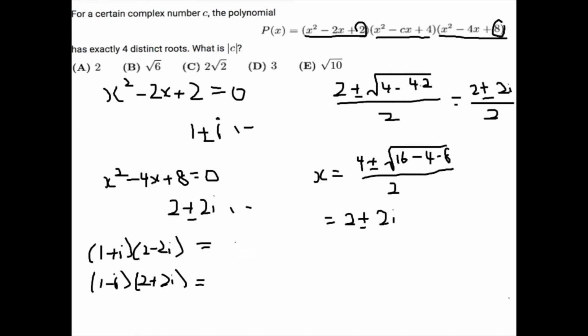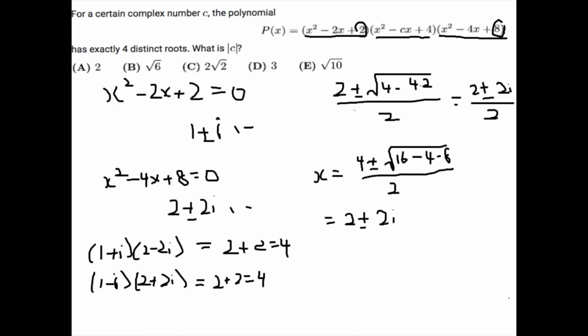This is equal to 2, the i's cancel, so we're left with 2 plus 2 is 4. And here we also have the i's canceling because we have 2 times negative i and 1 times positive 2i. So here we also have 2 plus 2, which is 4. So for both of these instances, we have the constant term of 4.